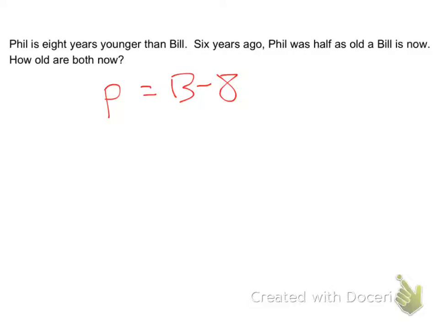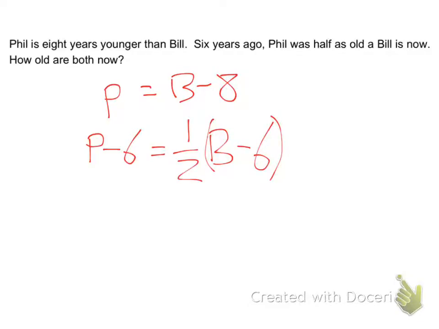Then we go 6 years ago. So what is 6 years ago? That'd be Phil minus 6. Does that equal Bill 6 years ago, which is minus 6? Again, I'm setting it up saying that 6 years ago for both of them are equal. But is that true? No. It said that Phil was half as old as Bill. So that means I could take Bill's age and multiply by half. And now you have your equations.